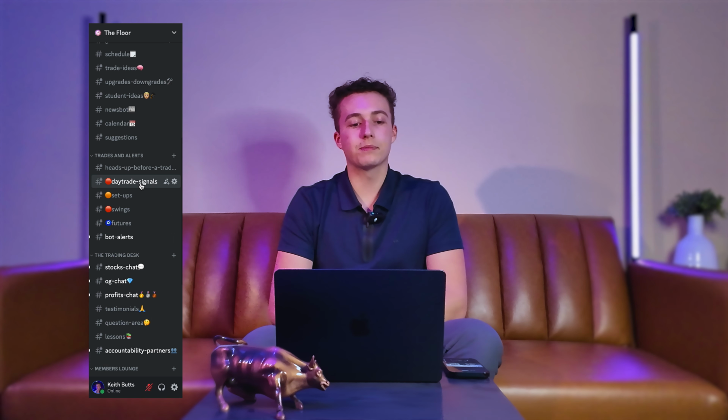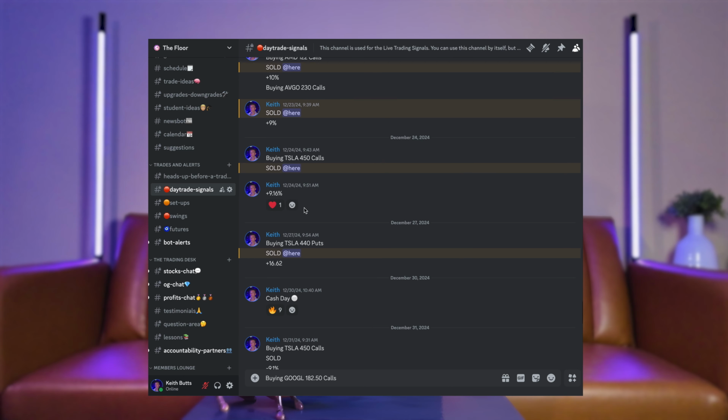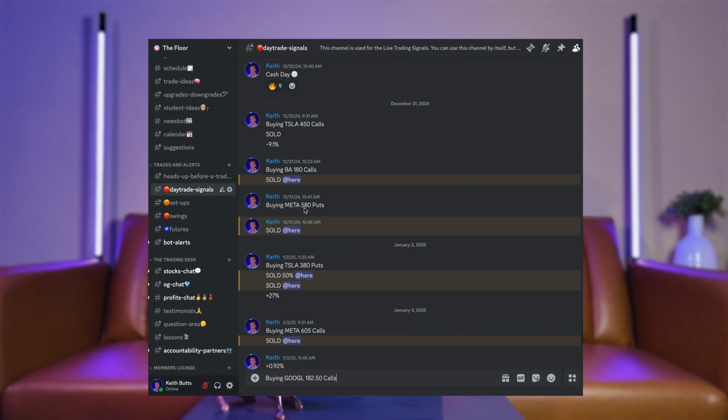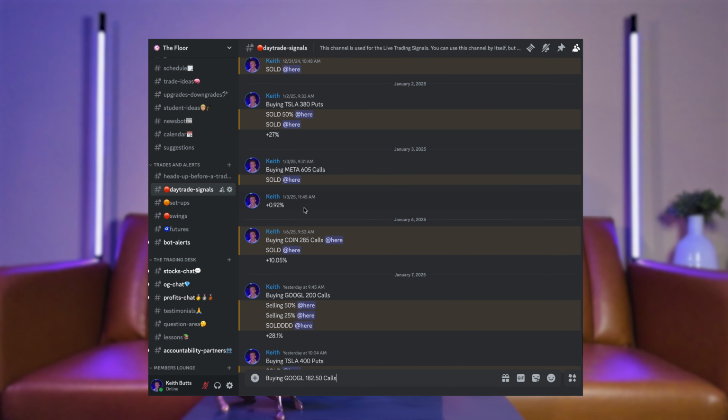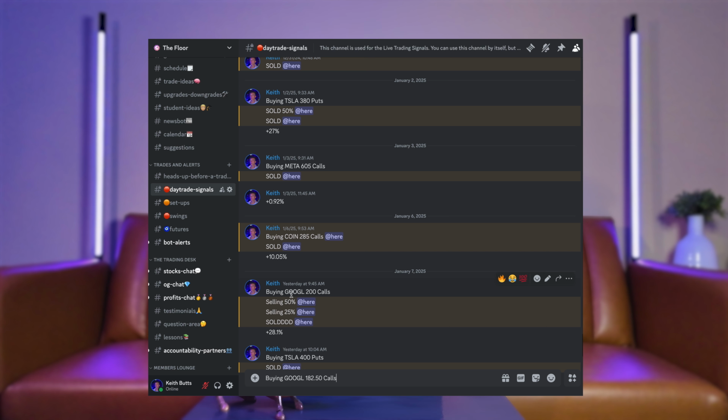And right below the heads up tab is the day trade signals tab. This is where I send my signals on a daily basis. And they're all gonna be typed out like this. So you can see buying Google 200 calls, selling 50% here, selling 25% more here, and then fully out right here for a gain of 28.1%.